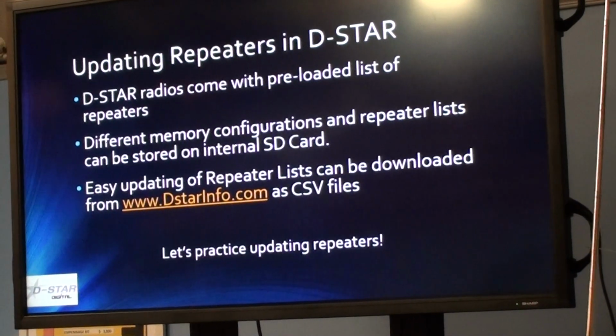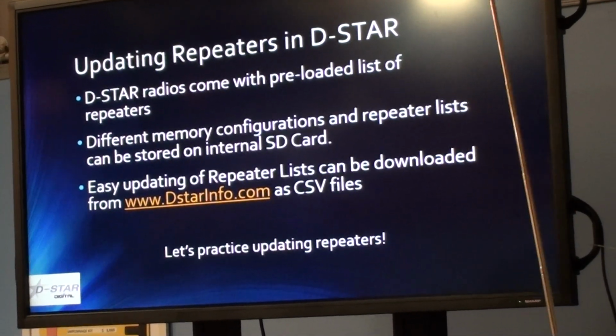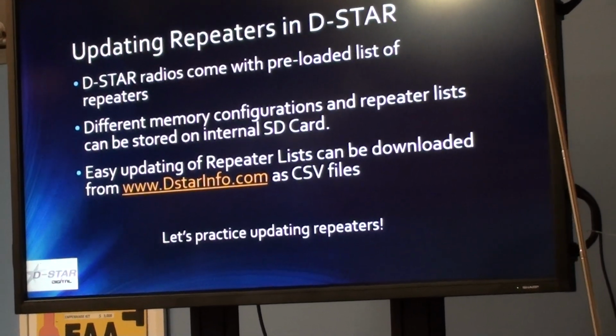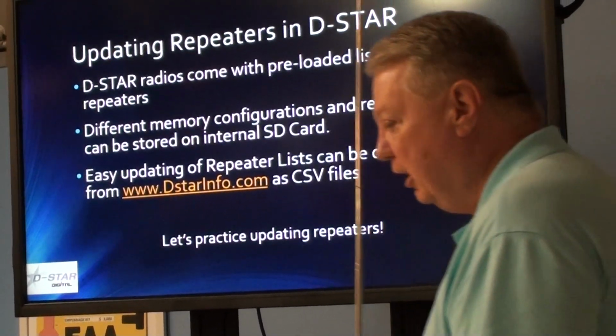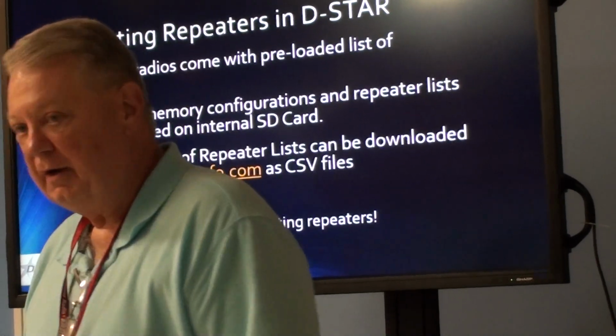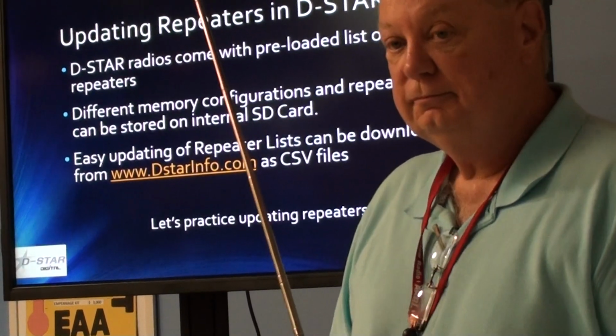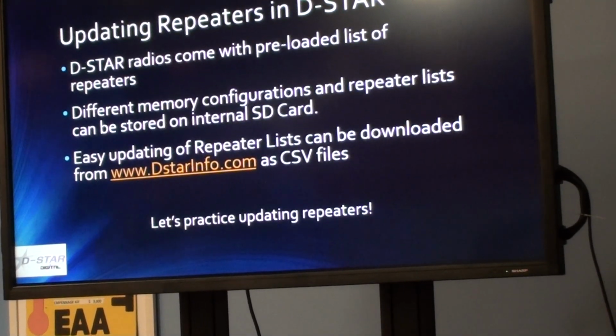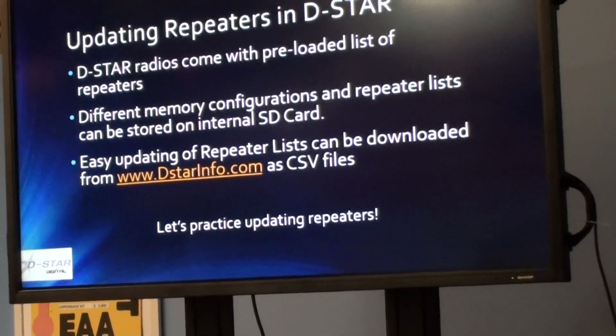So you can get your radio, you can open the box. I think you pretty much knew how to do that. We're good at opening new toys. Program in your call sign, and then select a repeater, select the nearest repeater, and then go from there, linking, unlinking. So D-Star radios come with a preloaded list. I'm going to show you how to update that list. It's real easy to do.